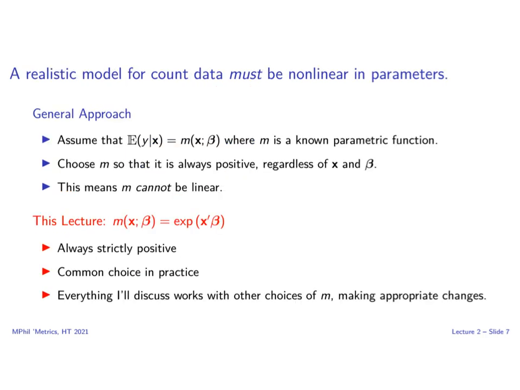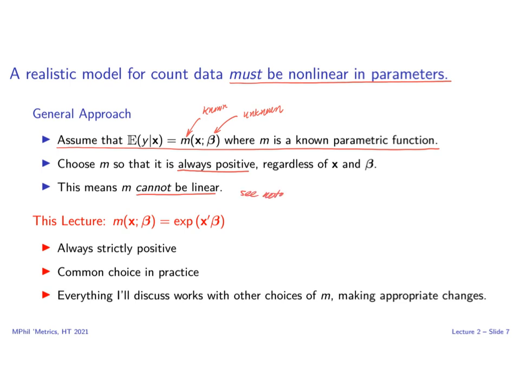To ensure that our prediction for y is non-negative, we in fact must use a nonlinear model. There's a bit more discussion of this fact in the lecture notes. The approach that we'll take here is to assume that the conditional mean function of y given x follows a parametric form, namely m of x and beta, where m is a known parametric function and beta is an unknown vector of parameters. We'll choose m to ensure that our prediction is always positive regardless of x and beta, and indeed this means that m cannot be linear in beta.